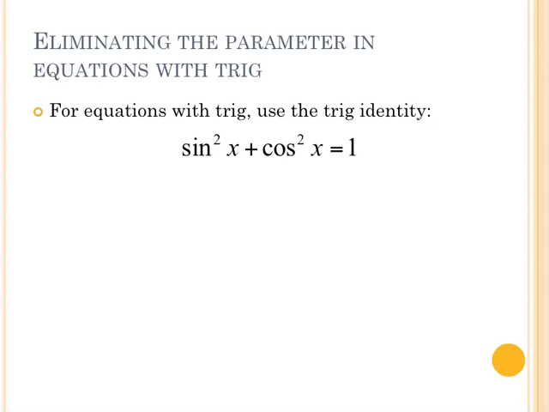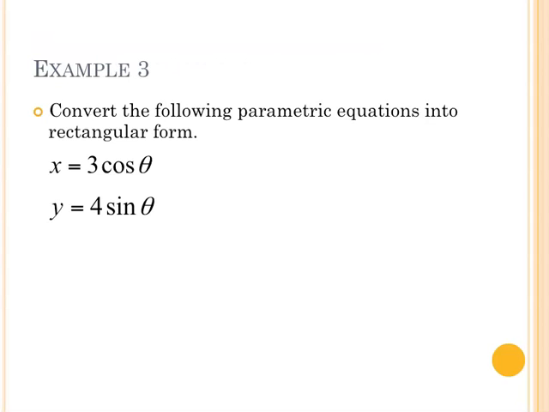Now for our purposes, we're just going to have parametric equations in terms of sine or cosine, but just know that you could use any of the trig identities to help you substitute in there and be able to eliminate the parameter. So if we take a look at example 3, we have x equals 3 cosine theta, y equals 4 sine theta. Now theta in this case is your t, is your parameter.